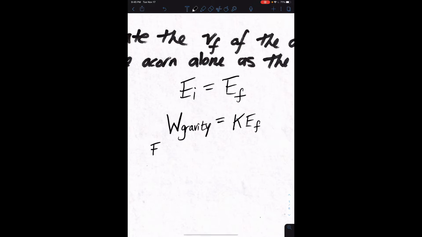All right, so we have the work done by gravity here. That's going to equal F d cosine theta, just like before. KE_f is going to equal 1/2 m v_f squared. And I'm going to be a little more specific on the other side too. So we can say that F is really equal to F_g. And so it's F_g times the distance times the cosine of theta.